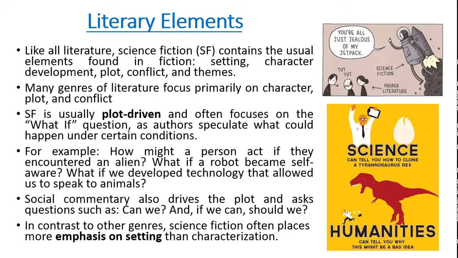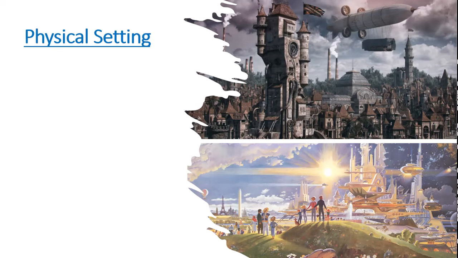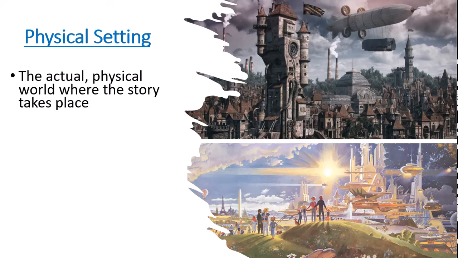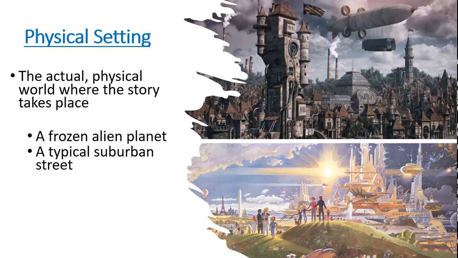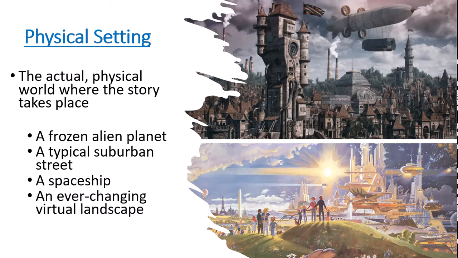So what does setting actually entail? This is sort of what people think of at first. I love these two pictures, by the way. I try to find really beautiful art for you guys for this presentation. The physical setting is the actual physical world where the story takes place. So, a frozen alien planet, a typical suburban street, a spaceship, an ever-changing virtual landscape. If you've read or seen the movie, which isn't that good, but if you've read the book Ready Player One, a lot of that takes place in a video game. That's the actual physical setting.